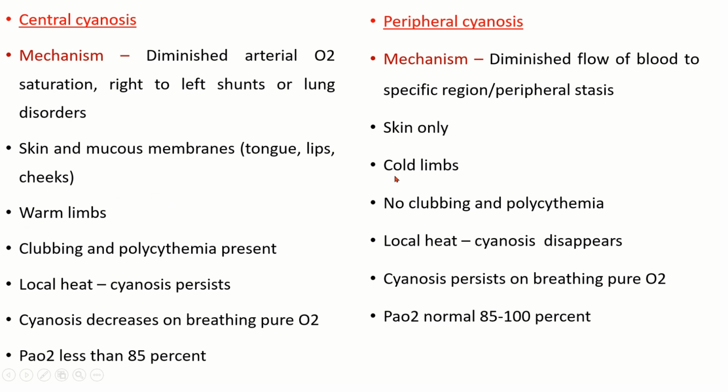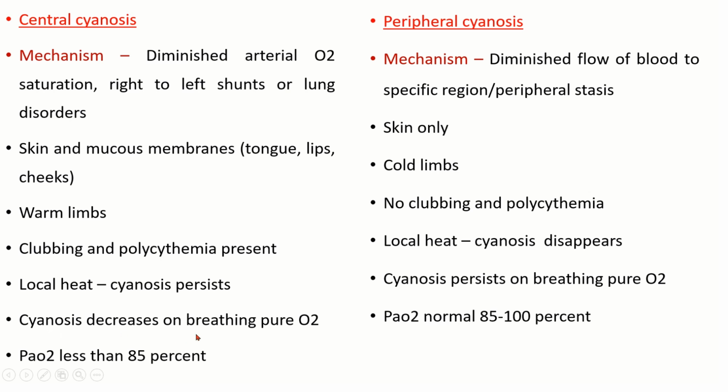In central cyanosis, limbs are warm; in peripheral, limbs are cold. Clubbing and polycythemia are present in central; no clubbing and polycythemia in peripheral. If we apply local heat in central cyanosis, cyanosis still persists. In case of peripheral cyanosis, if we apply local heat, cyanosis disappears.